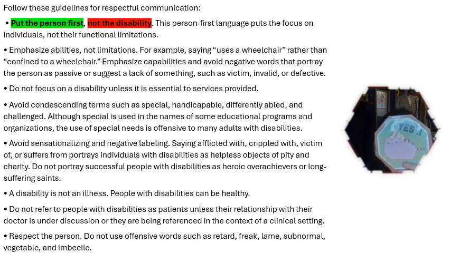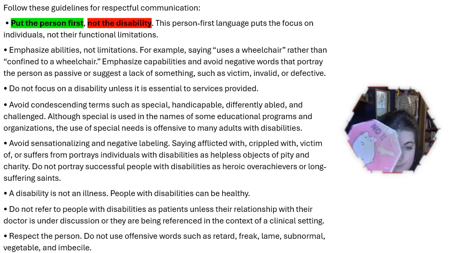All right, we're going to follow these guidelines for respectful communication. We are going to put the person first, not the disability. Okay. We're going to emphasize abilities, not limitation. For example, you're going to say uses a wheelchair rather than confined to a wheelchair. Do not focus on the disability at all unless it's essential to services that are being provided. All right. Avoid condescending terms such as special, handy-capable, differently abled, and challenged.